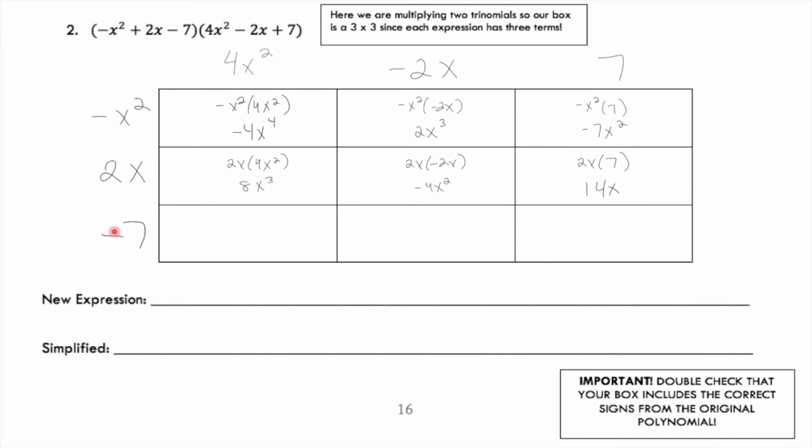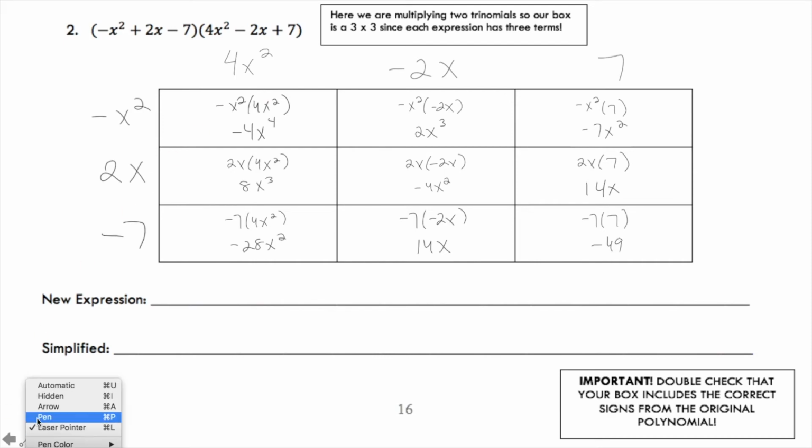All right, finally, we're going to distribute this negative 7 to each of the terms in my trinomial by using this last row of my box, where I have negative 7 times 4x squared, and we get negative 28x squared. Negative 7 times negative 2x, we get positive 14x this time. And negative 7 times 7, which gets me negative 49.